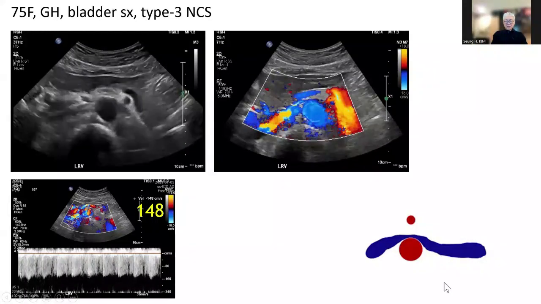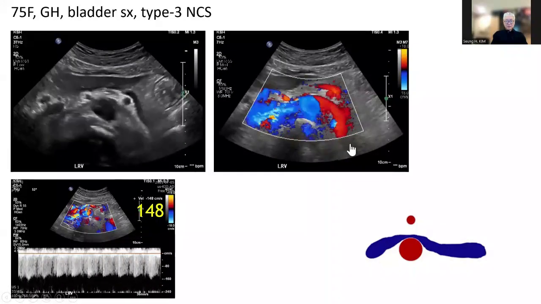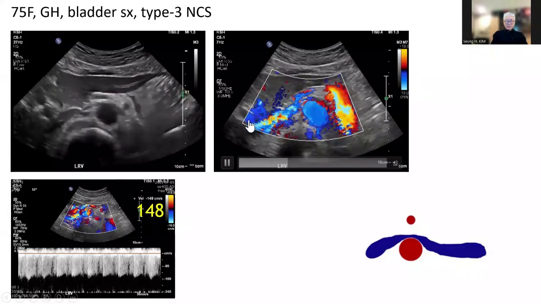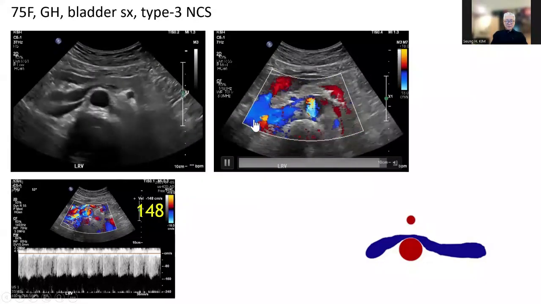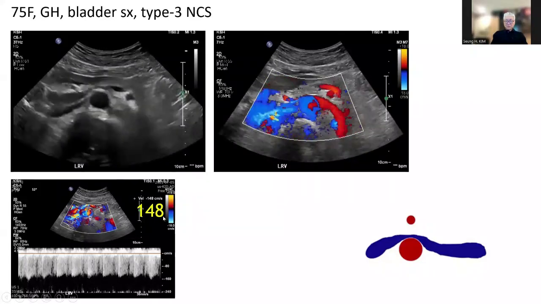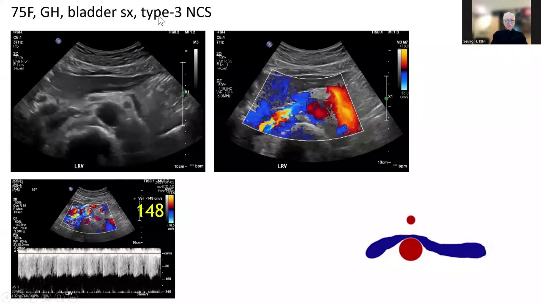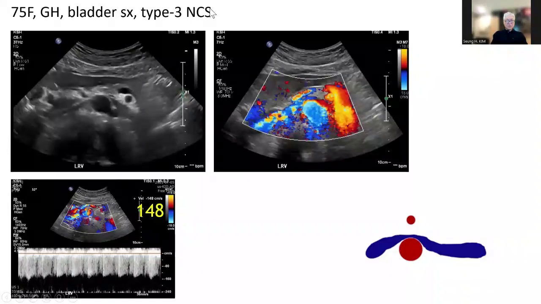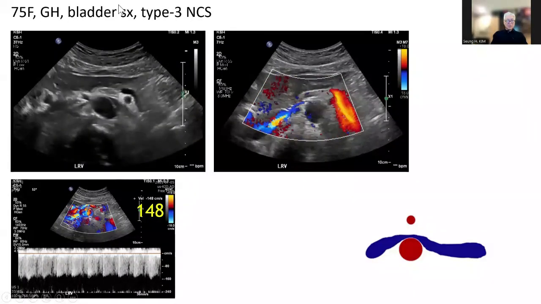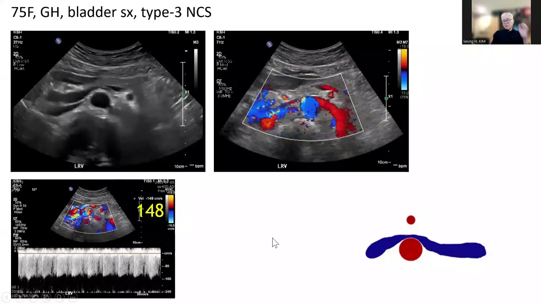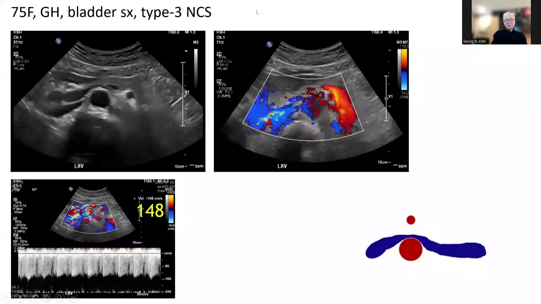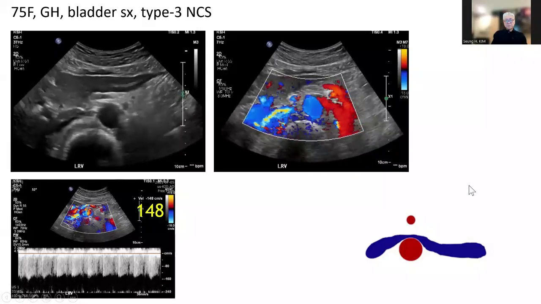So this is a type 3 Nutcracker, stretched over here, and we can see the bright colored fast flow here. Peak flow velocity was 148. So this is a type 3 Nutcracker syndrome patient, and probably this hematuria and bladder symptom was caused by this Nutcracker phenomenon. So this is a patient with Nutcracker syndrome.